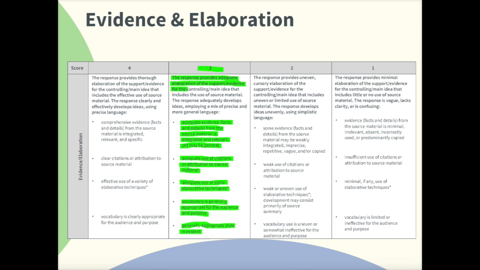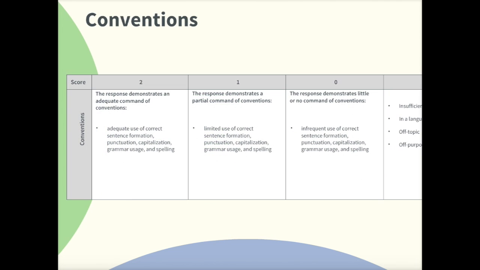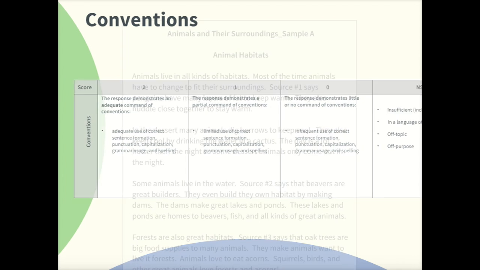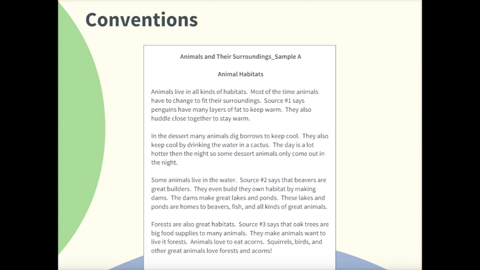The elaboration and use of source materials is adequate. The ideas are adequately developed, and the response includes a mix of precise and more general language. Finally, let's score the conventions dimension. I've used my blue highlighter to tag evidence for this dimension. Overall, I find that the essay includes few errors in language conventions.